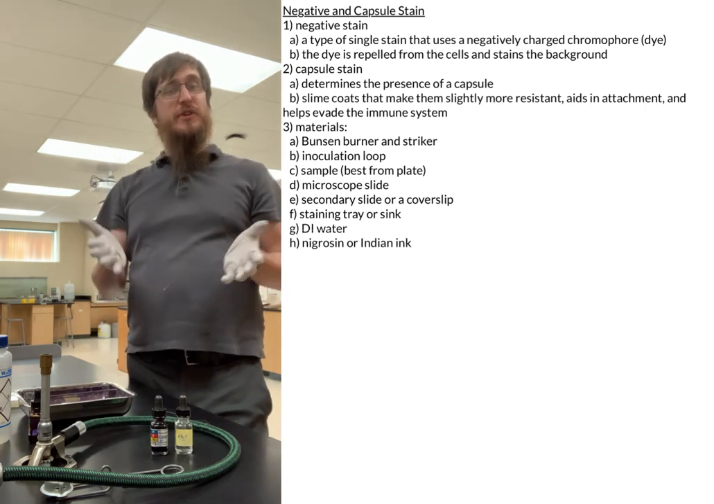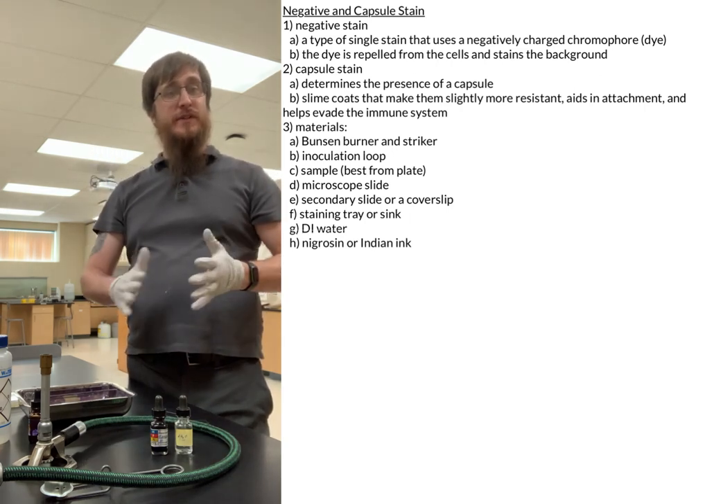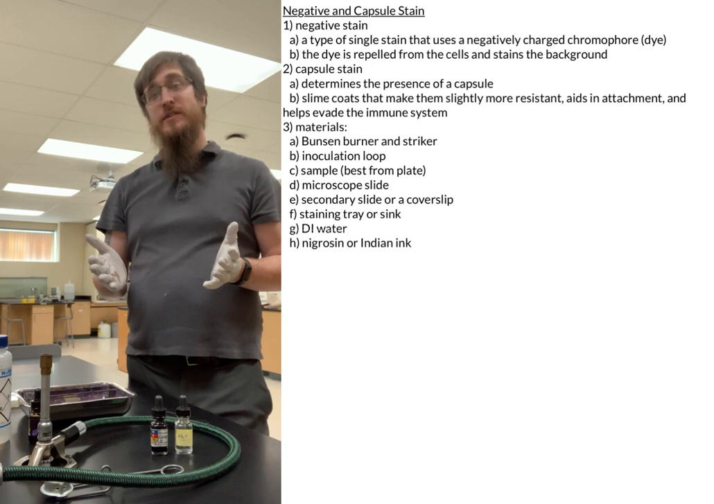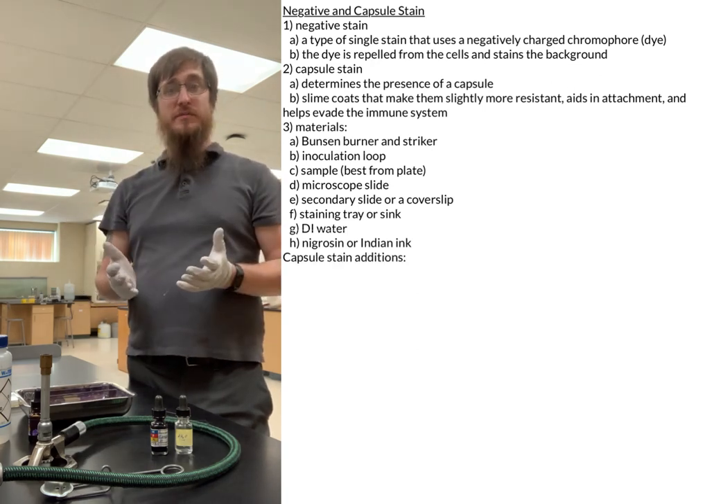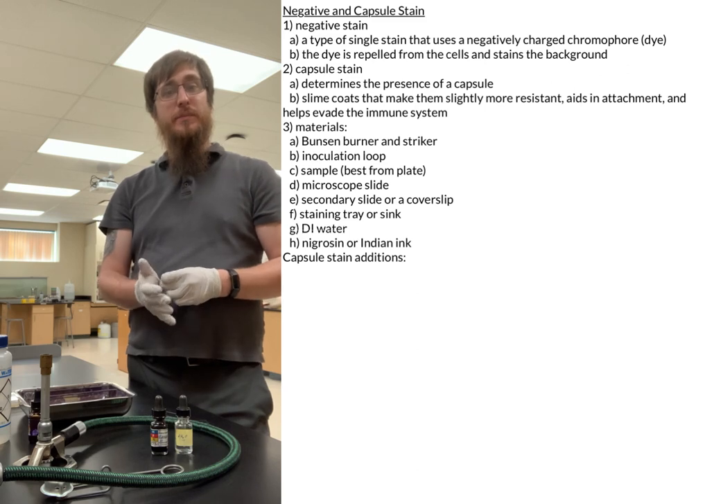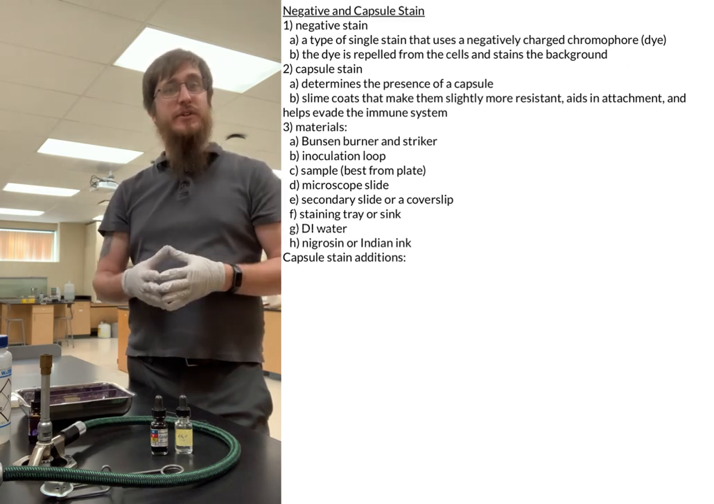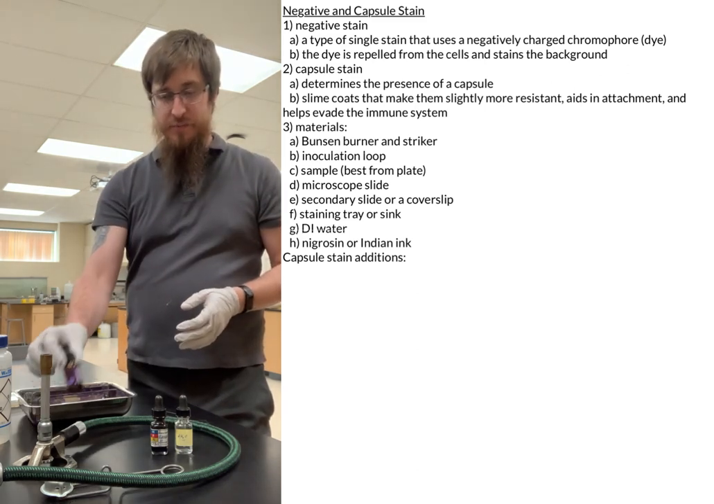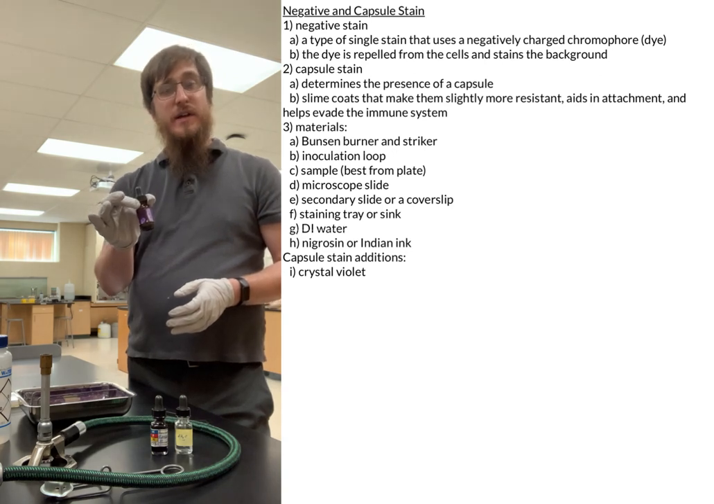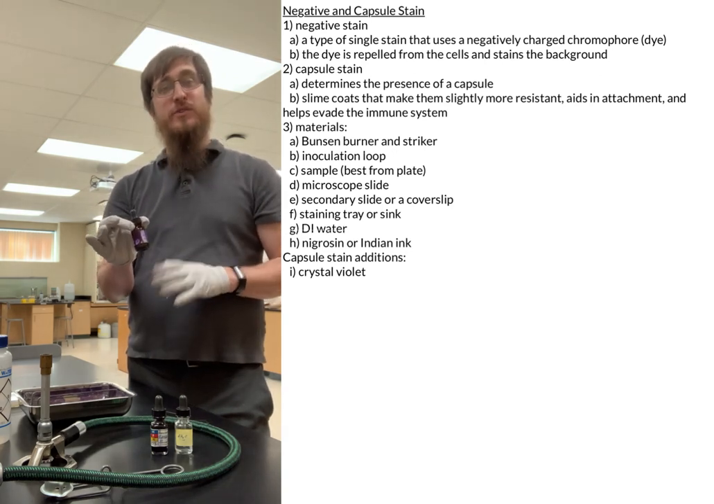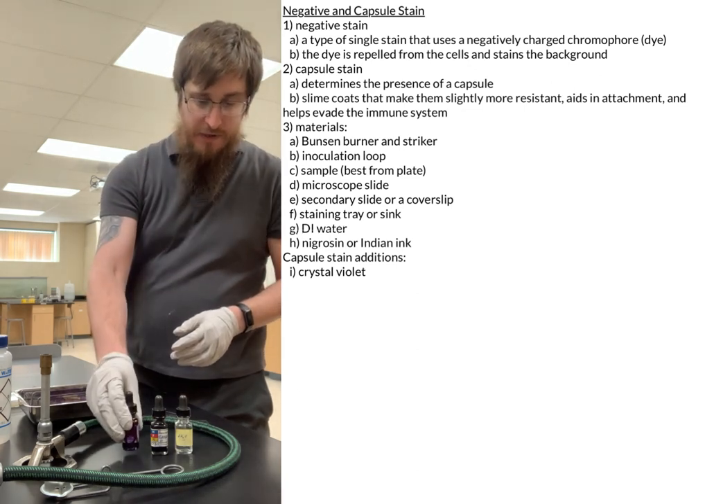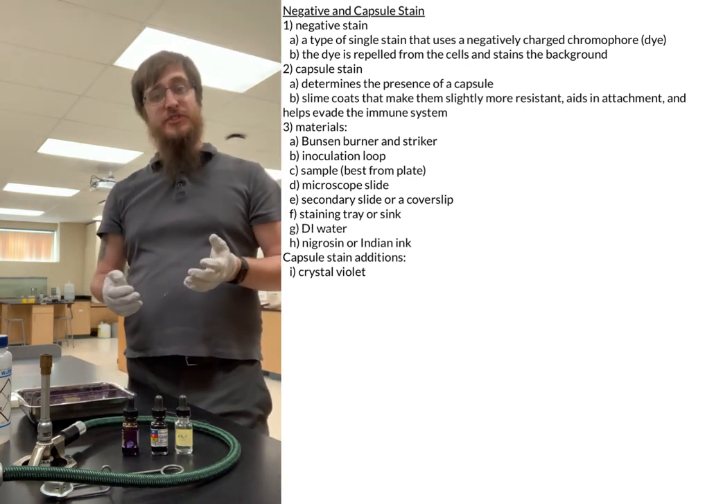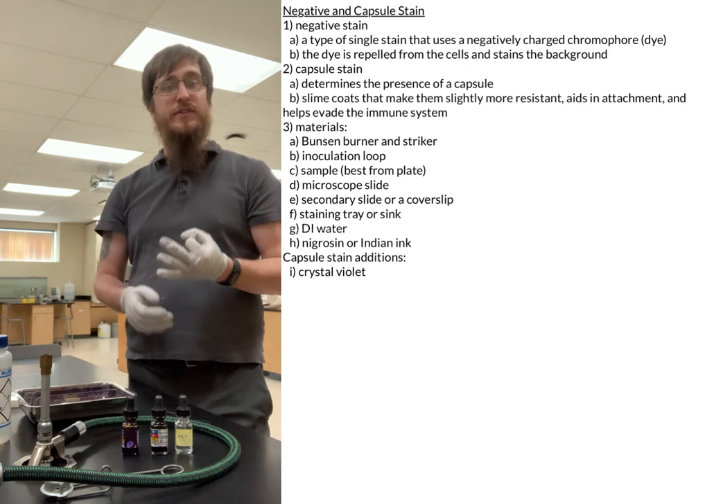Now, those are all the different parts that you're going to need for the negative stain. In order to then complete a capsule stain, you will need all the same parts plus some. And the big plus some that you're going to be needing here is crystal violet. And we'll talk more about that once we get into the capsule stain procedure. Depending on the way that you want to finish up the capsule stain, there are actually 3 different ways that I'll cover in this video.